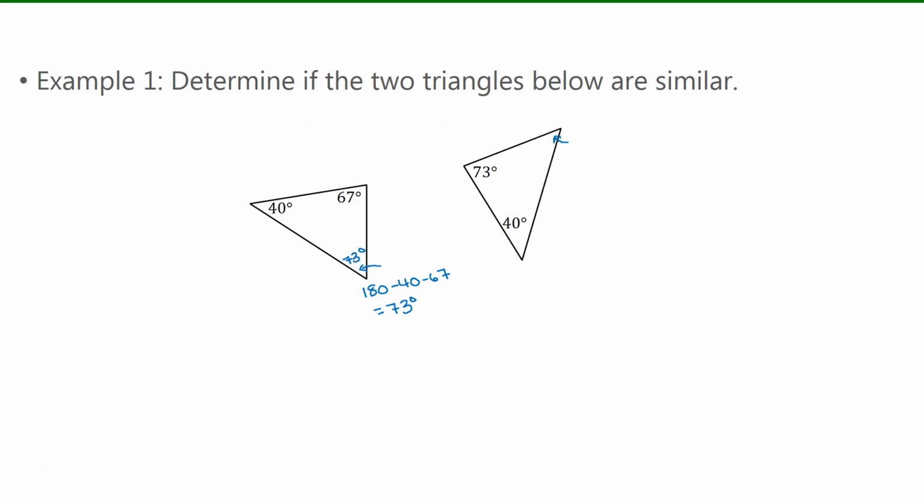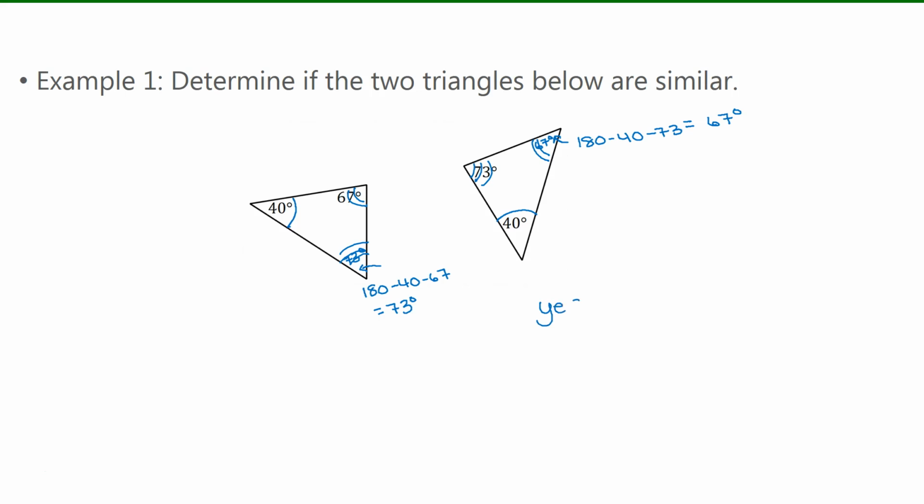Now I'll find this missing angle up here as well by again subtracting 40 and 73 from 180. Doing that this time gives me 67 degrees. So now they'd be similar if corresponding angles are equal. So I see I have two angle measurements that are both 40. I have another two angle measurements that are both 67. And then another pair of equal angles, which means that they are indeed similar.